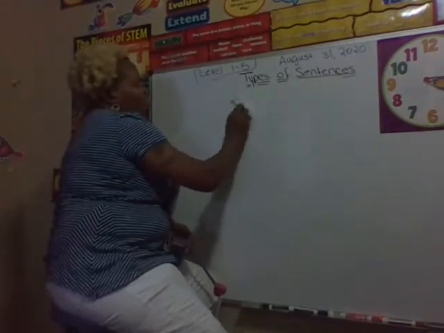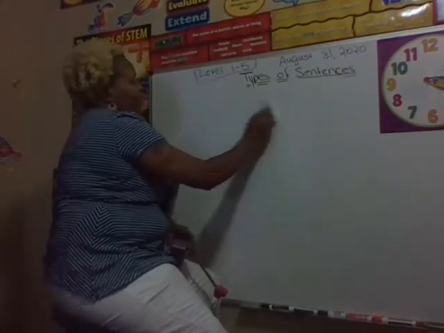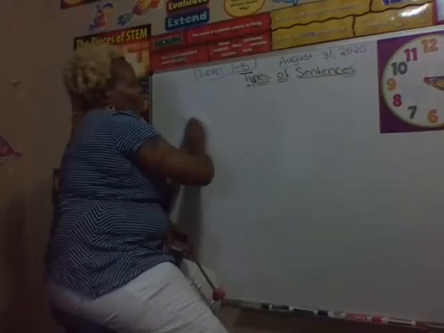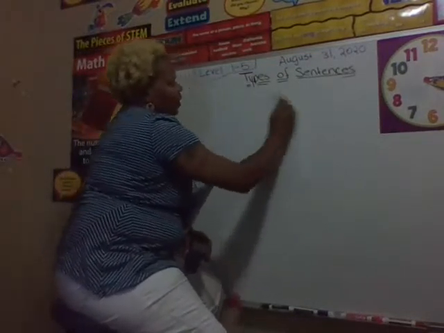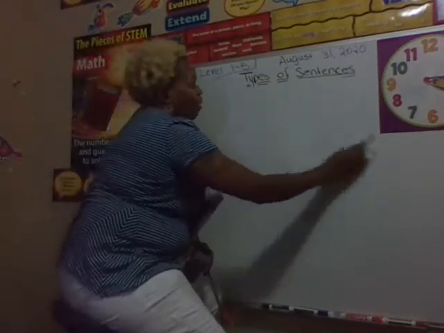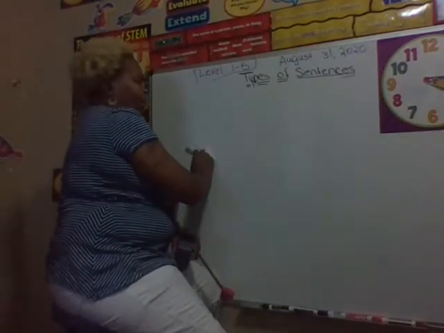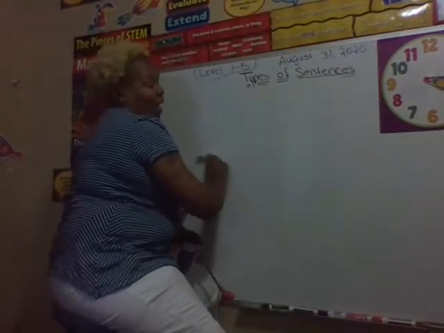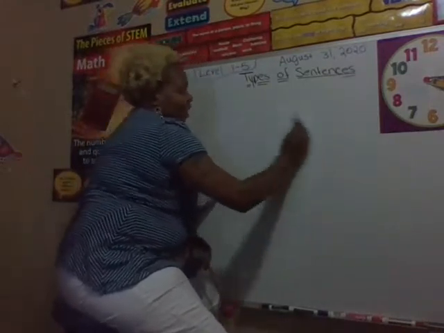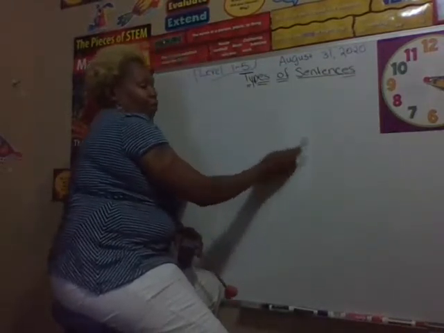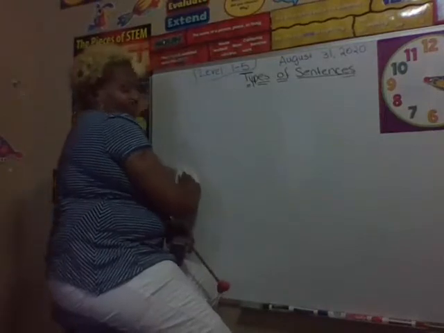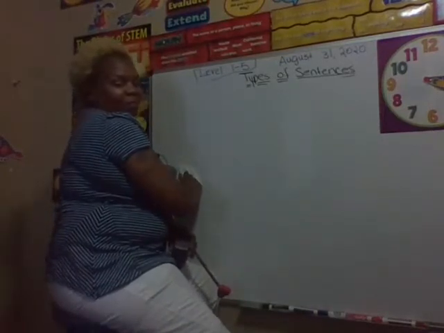There are four types of sentences. Do you know them? Can you name them? Declarative makes a statement. Imperative gives a command.